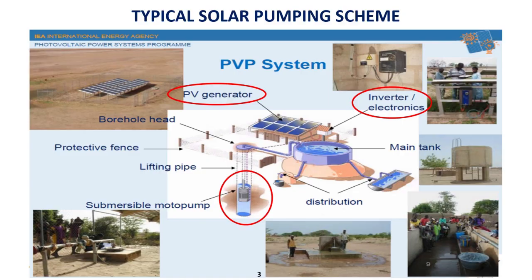For this first session of the webinar, we will look at solar pumping configurations and components and criteria for selection. So a typical solar pumping scheme looks like this. The layout is like any other pumping scheme, having a pumping device connected to a power source, which is a PV generator, through an electronic controller, and then pumping water to a tank for distribution for various uses.